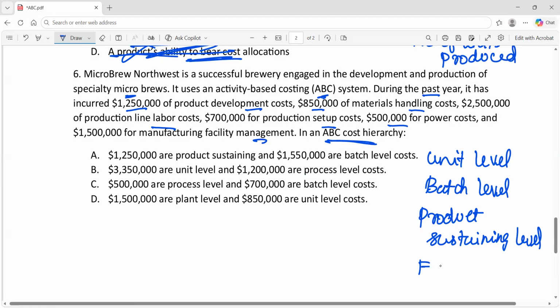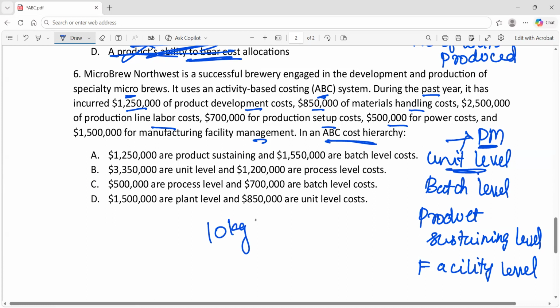Then what is the total facility level cost? So what does it mean? The unit level cost is nothing but the cost that is incurred for every one additional unit that you are producing. Example, direct material. For example, let's say you want to manufacture a table. You manufacture the first table using 10 kg of wood. To manufacture the second table, you need another 10 kg of wood. Right? So that is a unit level activity. So unit level activities are those activities that are undertaken for every one additional unit that you are producing.